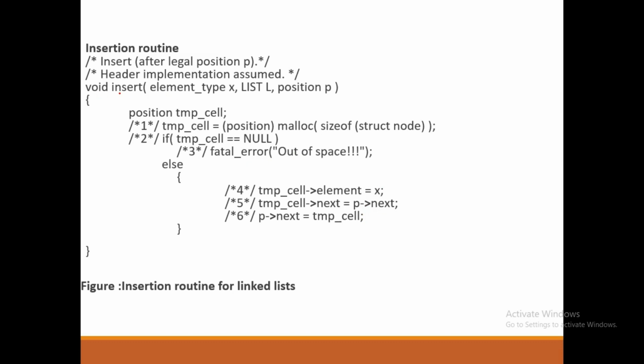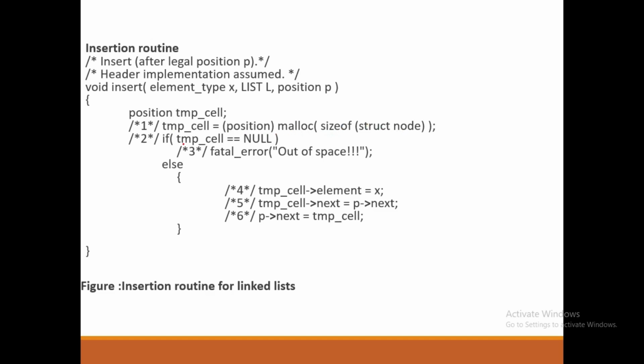Look at this. Void insert, we are going to insert an element in the list. And a position has been given. So if a position has been specified, after the specified position only the new element will be inserted. So if you want to perform insertion, first we have to create a node. So we are naming it as term cell. So for the term cell, first we have to allocate the memory. How do we allocate the memory? Based on the size of struct node.